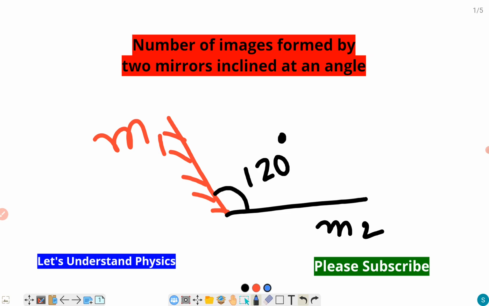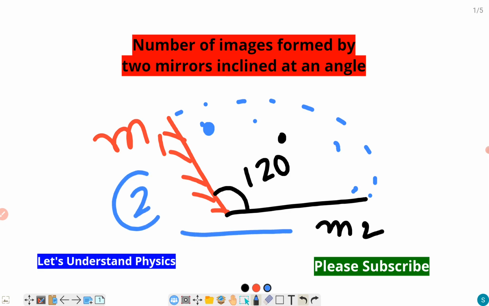We can take the object in front of the reflecting surface anywhere. So from here to here, anywhere you can take the object so that there will be images of that object formed. We have already learned how the image is formed in the plane mirror. Now here we have two plane mirrors inclined at an angle. Understood. Now in this we have two different cases.